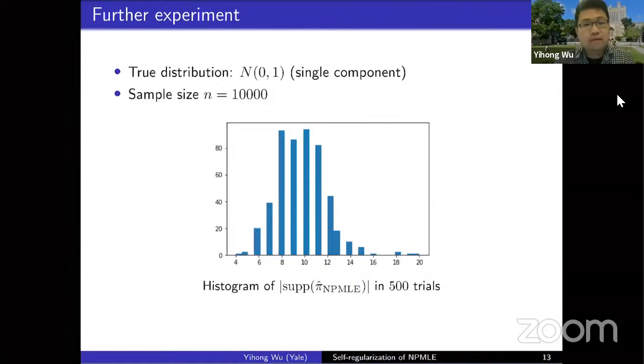So let me do a bigger experiment. Here, I feed 10,000 samples to the NPMLE solver, drawn from a single Gaussian, just standard normal. The optimization does not know the distribution is drawn from a single component. We try to fit infinite dimensional mixtures based on these 10,000 points. I run this 500 times. The model size fitted is, of course, much smaller than 10,000, which is the worst case guarantee. It's usually around 10 or 11. So this observation will be consistent with the theory. It seems to be much smaller than n, typically.